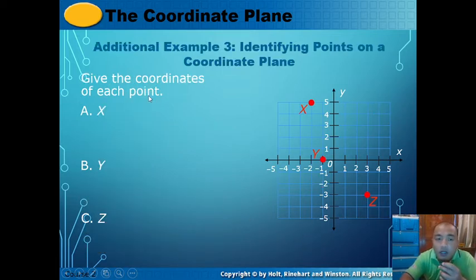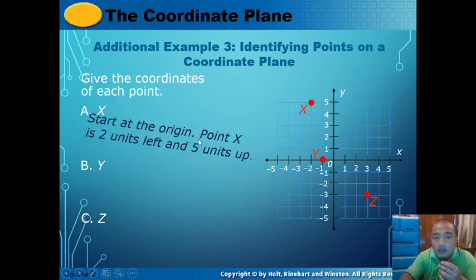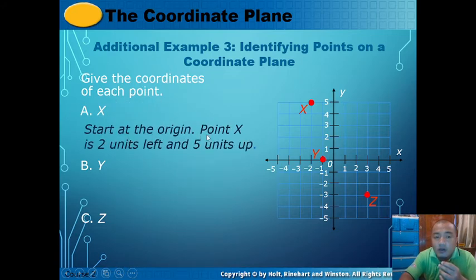Now, give the coordinates of each point in the Cartesian plane. Start with A. What coordinate is point X? Let's see. Negative 2, 5, right? Is it negative 2, 5? Start at the origin. Point X, 2 units left and 5 units up. Okay, negative 2, 5. How about Y?